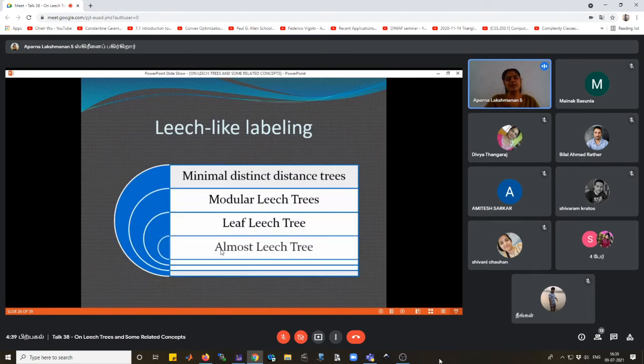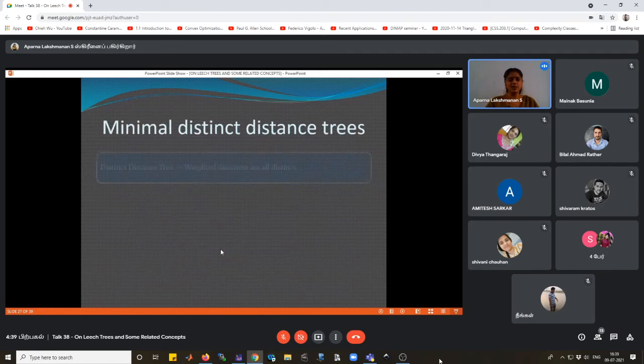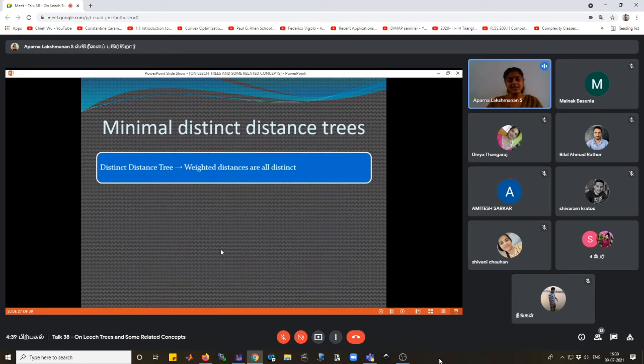Now let us quickly have a look at some leech-like labelings. There are some labelings which are similar to leech labeling, namely minimal distinct distance trees, then modular leech trees, leaf-leech trees, and almost leech trees. So let us see what these concepts are. The first one is minimal distinct distance trees.